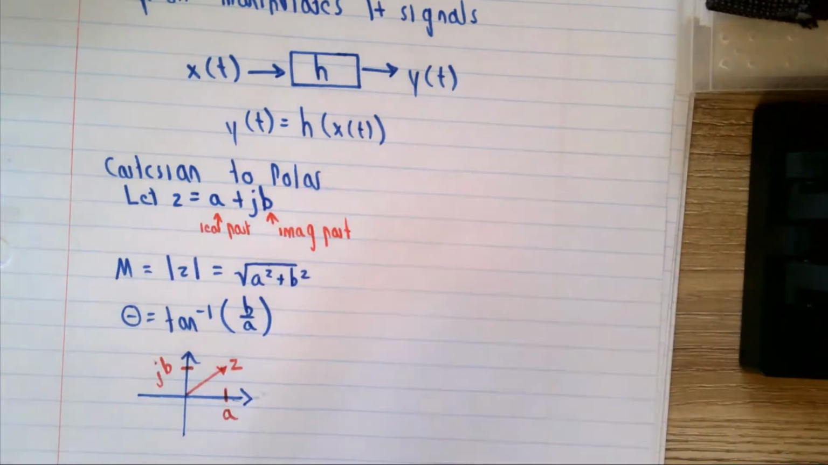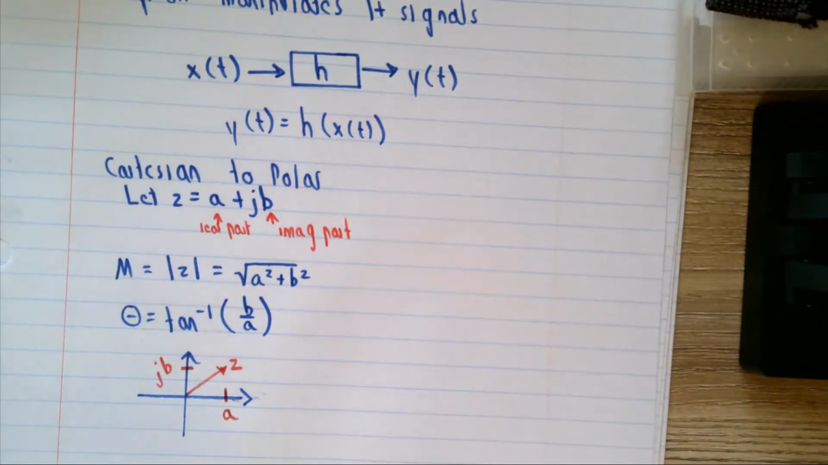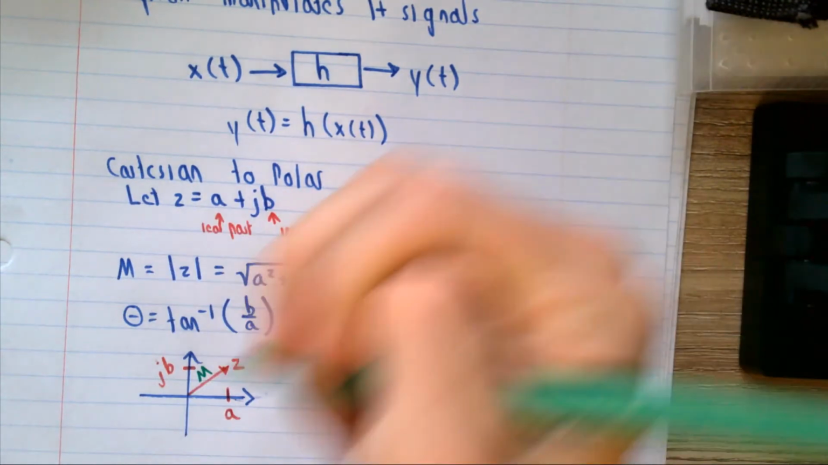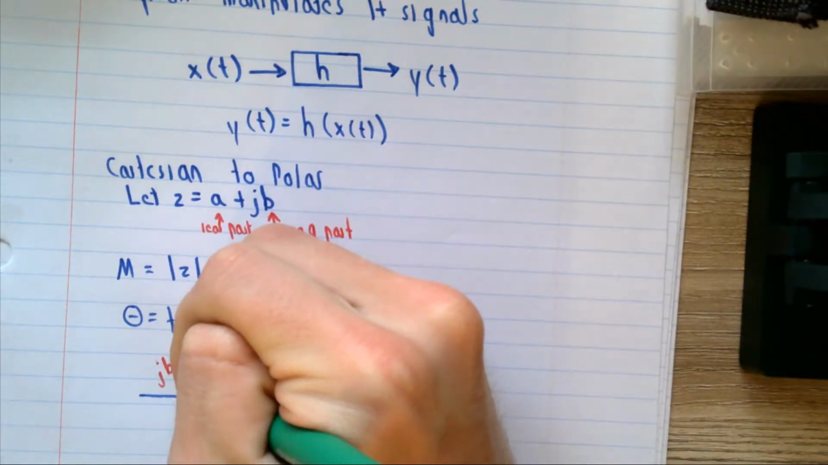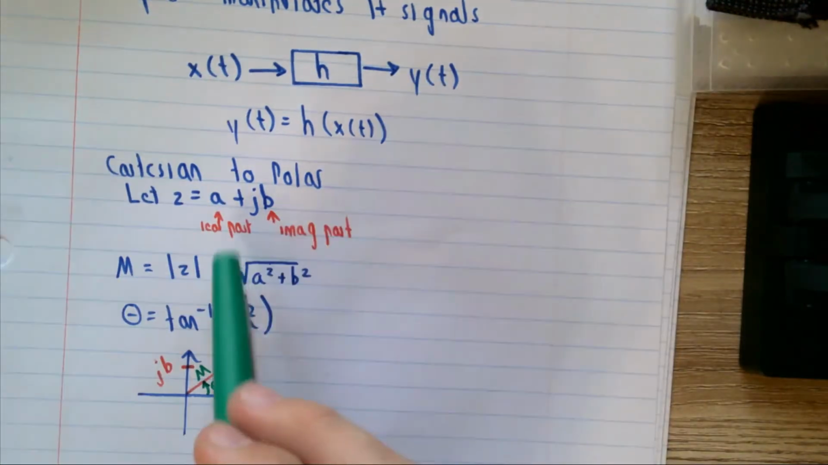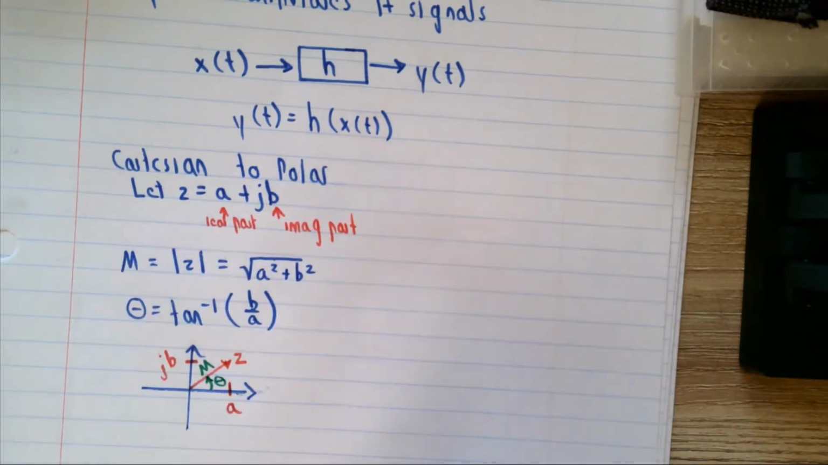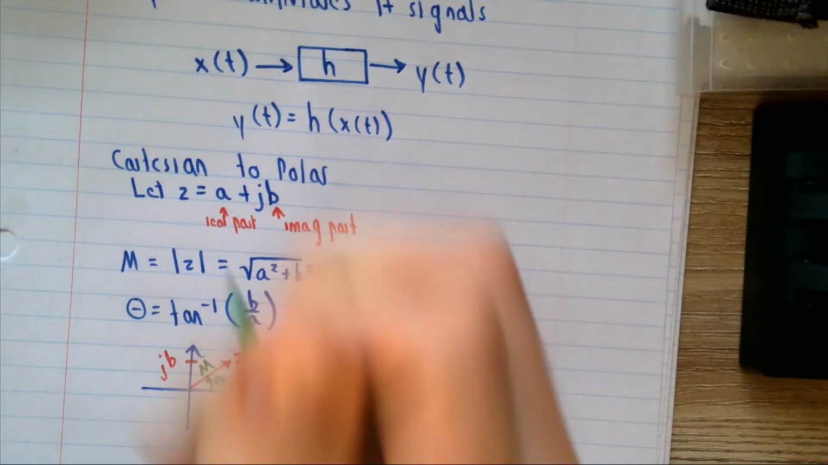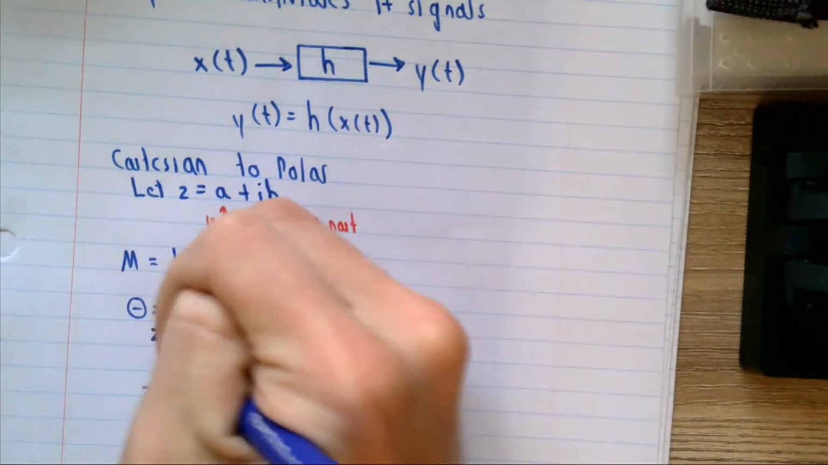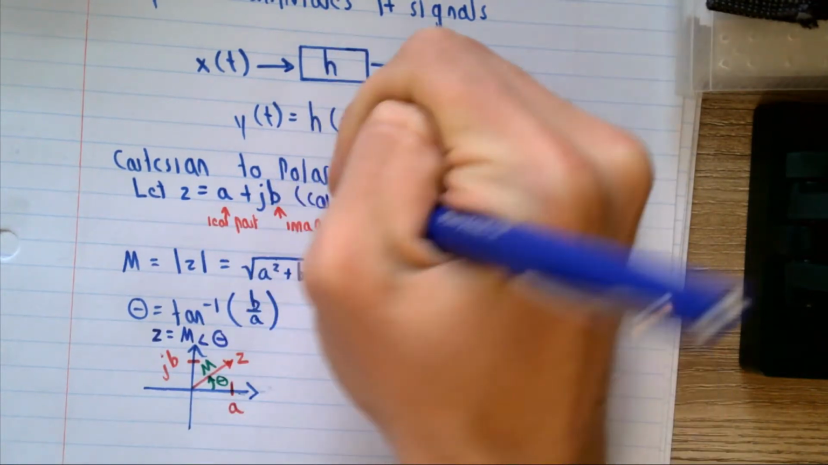So the polar form is going to look like this: you have a magnitude m for the vector, and then you have a phase angle here. And that's how you take a Cartesian coordinate and change it into polar. In the end, z is equal to the magnitude at the phase angle. So here's our Cartesian representation, and here's our polar representation.